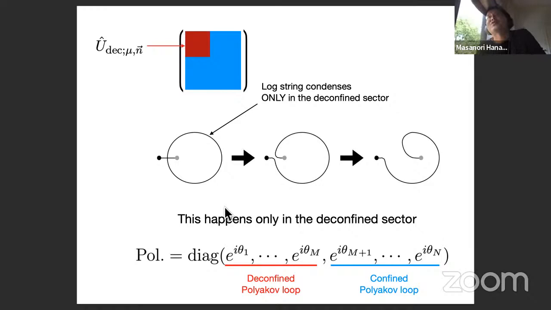Okay, thank you. There is one more question. Hi, Masanori. Hi. You showed that the degeneracy of your states grew as the exponential of (N minus M) squared. Is that correct?